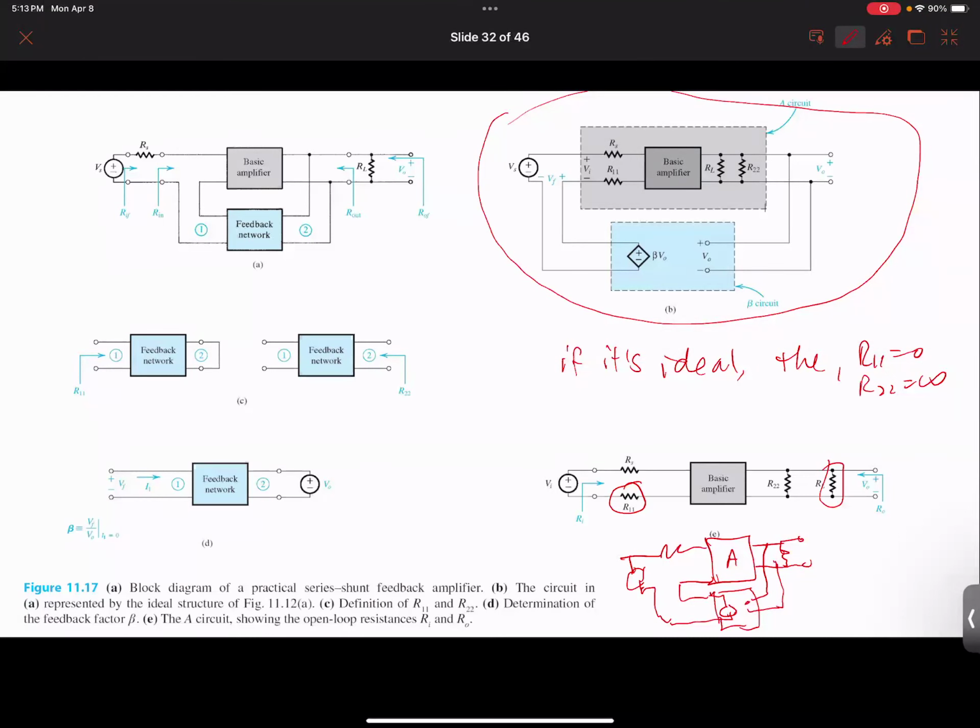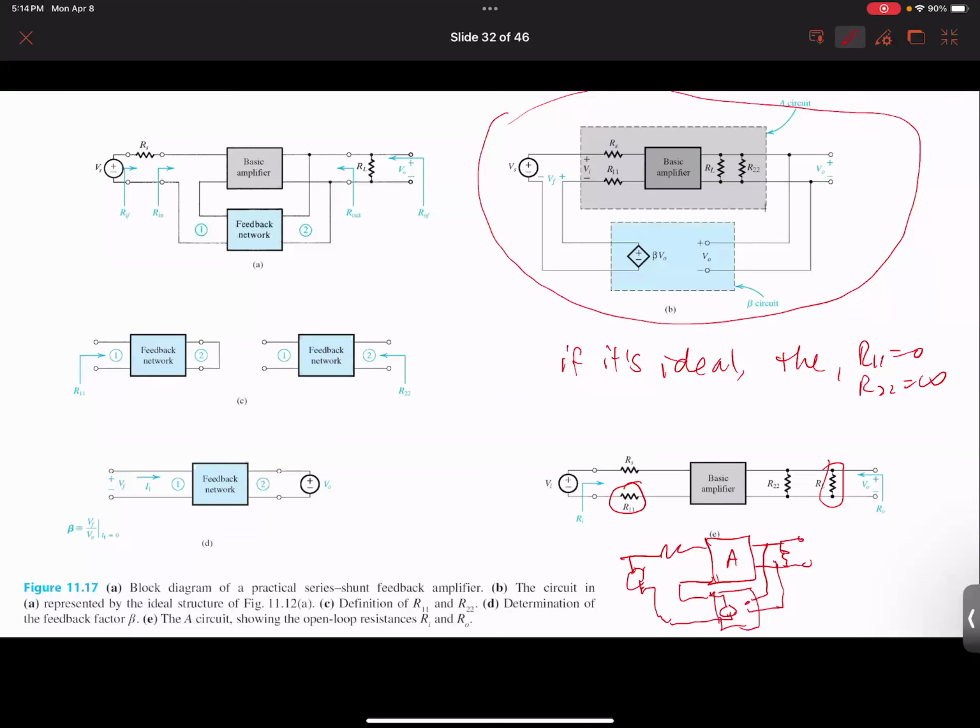R11 and R22 can be calculated using this feedback circuit. All three, R11, R22, and beta, can be solved using this circuit. This method applies not only to series-parallel, but also to parallel-series and parallel-parallel configurations. Of course, the circuits for those are slightly different, not exactly the same, but the book gives you all the details on how to do it.